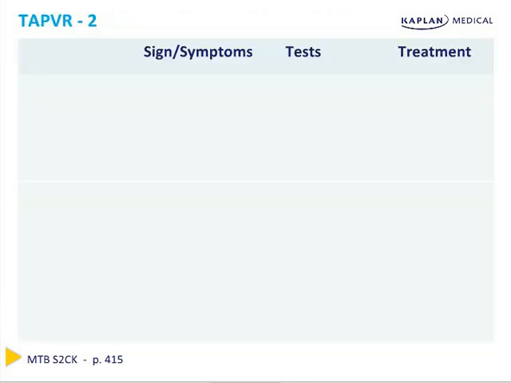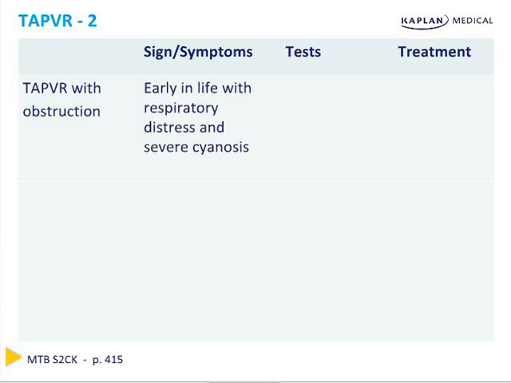This table is intended to outline the simple differences between those with and without obstruction in total anomalous pulmonary venous return. Those with obstruction are going to be worse off. They're going to present very early in life with severe respiratory distress and severe cyanosis, because not only do they have the problem with their oxygenated blood showing up on the right side of the heart, but they actually have an obstruction to that blood even getting to the right side of the heart.